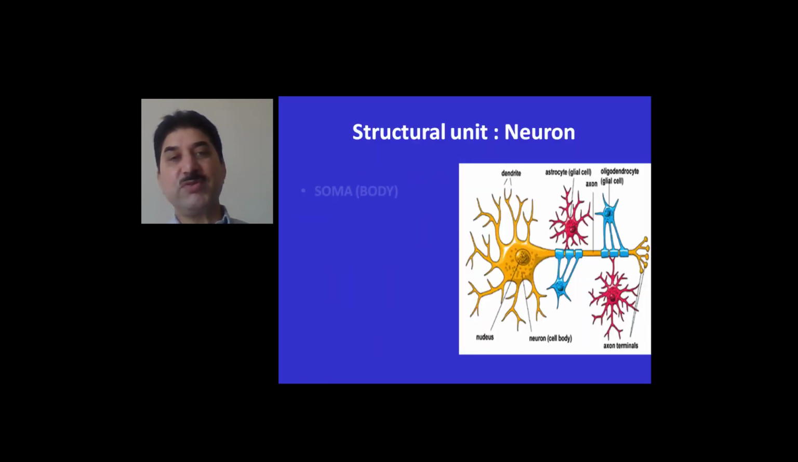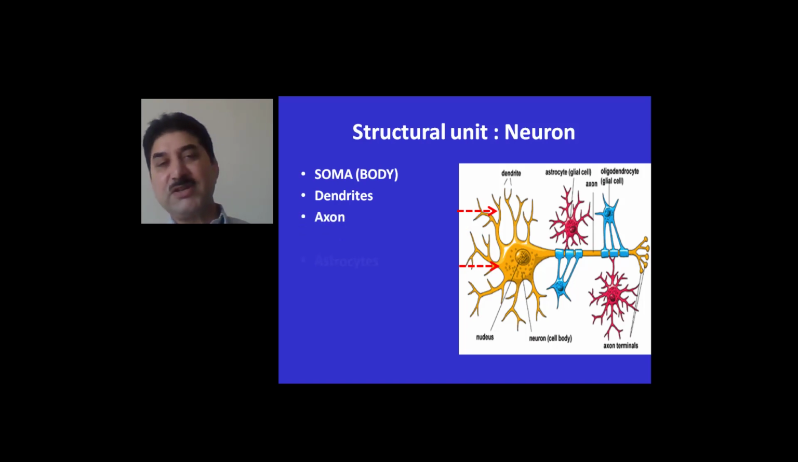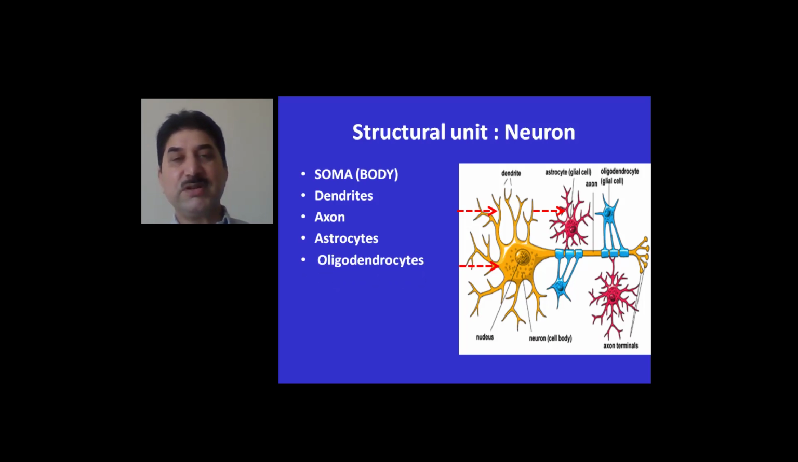The basic structural unit of the nervous tissue is a neuron, which consists of a soma or a body, dendrites or processes arising from the soma, and an axon. One of the processes is larger, which we call the axon. In addition to the neuron, other cells present in the nervous tissue are astrocytes and oligodendrocytes.